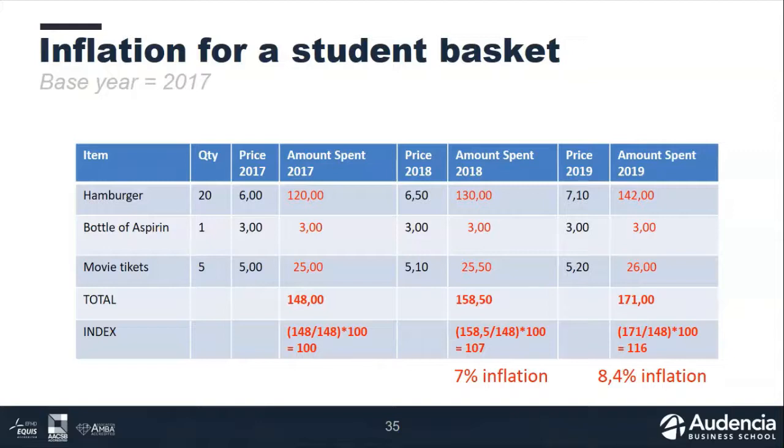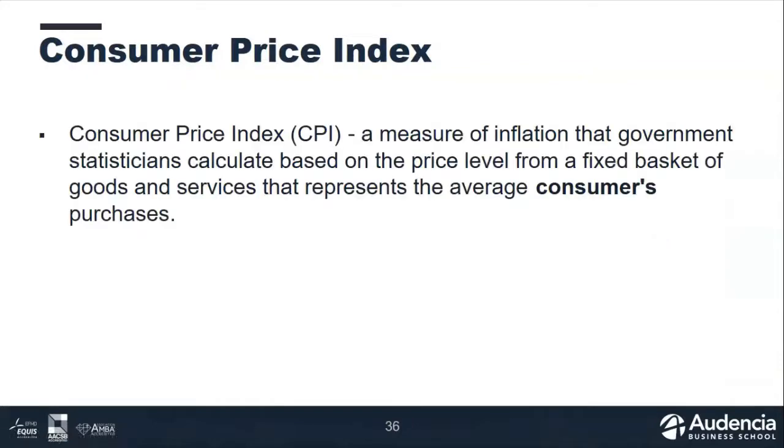So we've taken inflation, we've calculated for a basket of goods and services. We've created an index, a consumer price index, using these three simple values, and we've also weighted them by the quantity, obviously. The consumer price index is thus a measure of inflation that we use as economists to measure inflation, and it represents the average consumer's purchases. In France, we refer to it as the IPC, Indice de Prix de la Consommation.